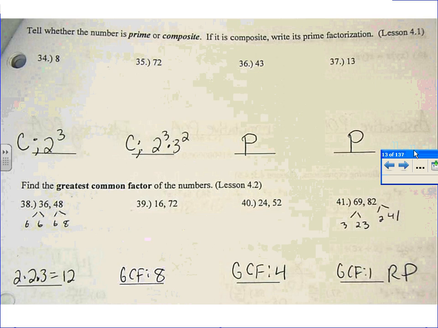All right, I'm going to read through these. Ready? 34 is composite. The prime factorization is 2 to the third. 35 is composite. The prime factorization is 2 to the third times 3 to the second. 36 and 37 are both prime. 38, GCF is 12. 39 is 8. 40 is 4. 41 is 1. Therefore, they are relatively prime.